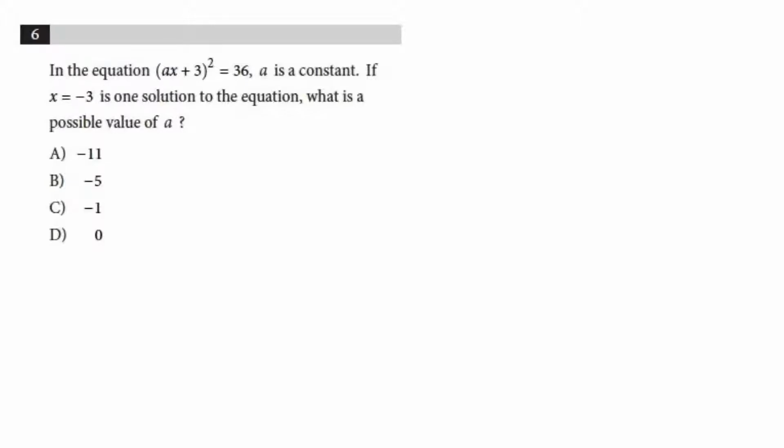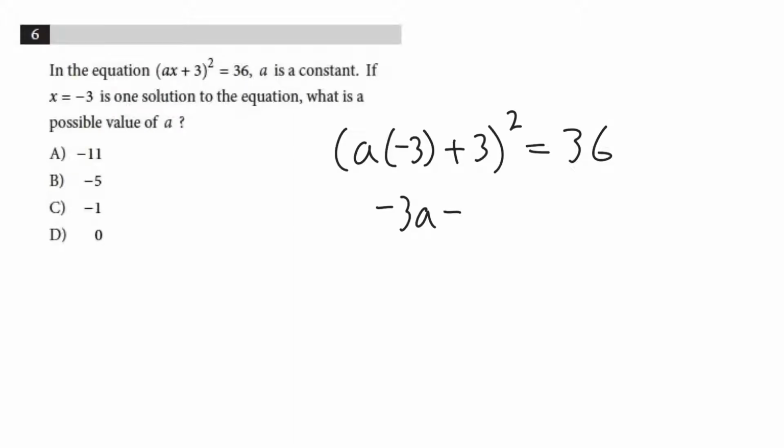Okay, so if x equals -3 is a solution, then we can just plug that into our equation here and solve for a. We're going to get (a times -3 + 3)² = 36. I'm going to simplify what's going on inside here. I'm going to get -3a + 3 and take the square root of both sides. I'll get plus or minus 6.